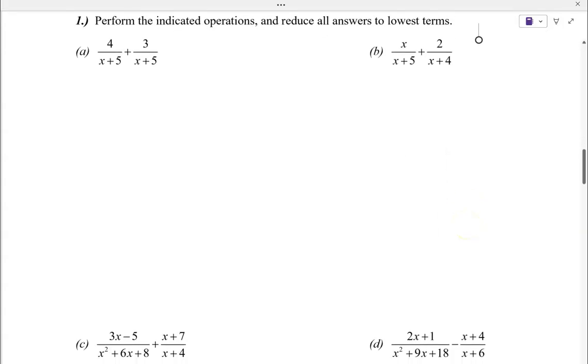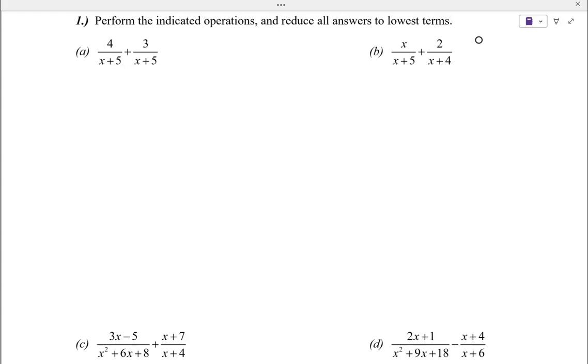Let's do at least the first three here together. Make sure that we're all on the same page before you work on some more for practice. Let's look at this first one on here. What do you notice about the first one?